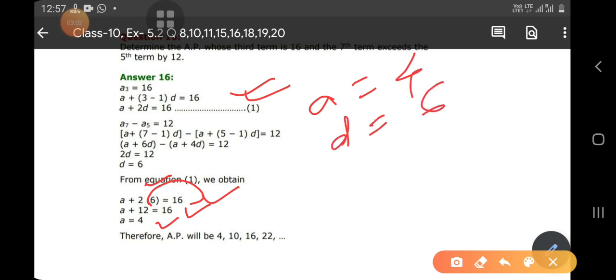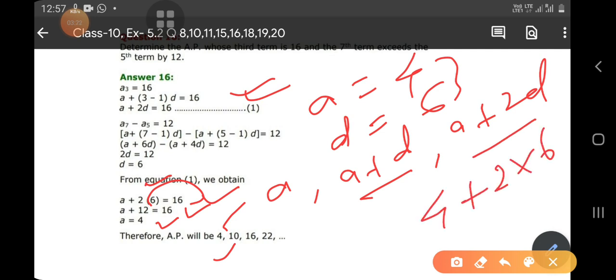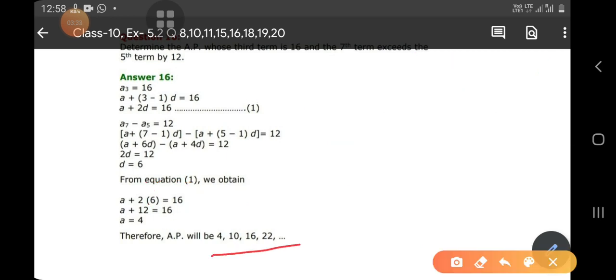So the series will look like a, a plus d, a plus 2d. Now look here. a is the first term, so a is equal to 4. Now a plus d means 4 plus 6, that means 10. Now the third term, that is a plus 2d, it means 4 plus 2 into 6, that is 12, plus 4, that is 16. Similarly we get the fourth term, that is 22, a plus 3d. So we got the series, that is 4, 10, 16 and 22.